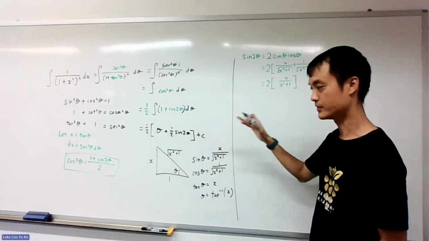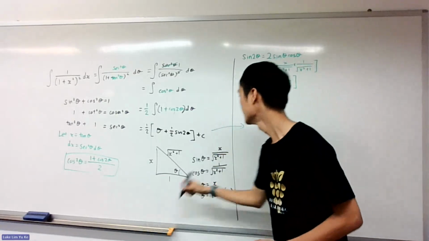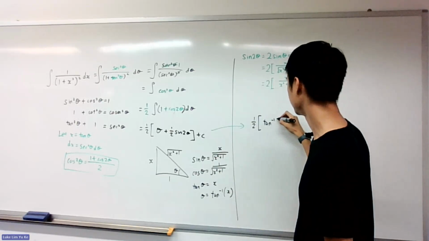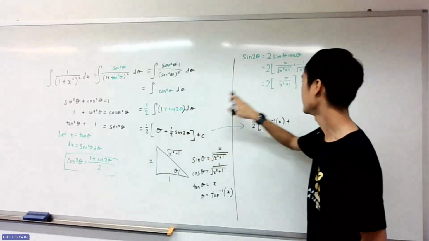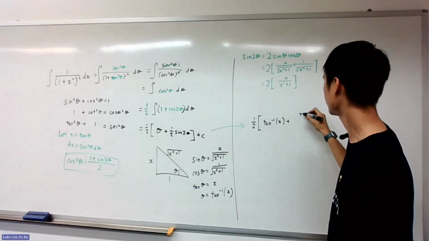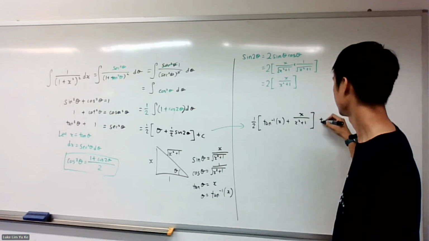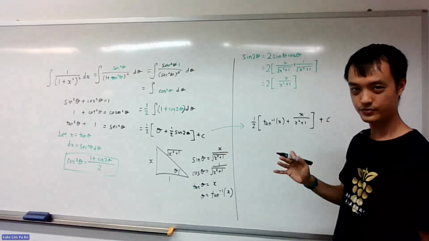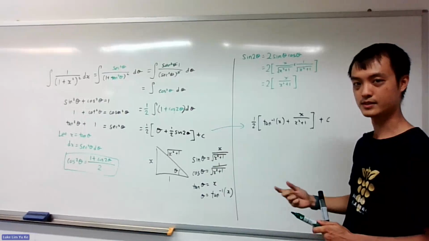Now to solve this equation, we'll just replace everything. Now we will have the answer to be half tangent inverse x plus, this half and this 2 will cancel one another, and then we will have x over x squared plus 1 plus c. Now this will be the final answer for this integration. Hopefully you understand how to do this trigonometry substitution for this U substitution portion.